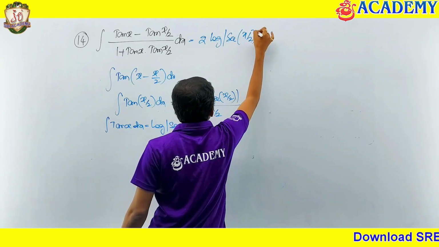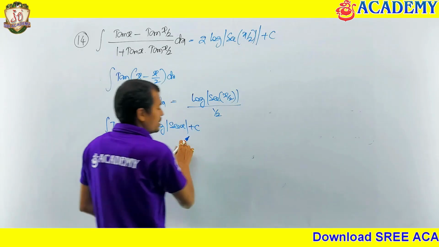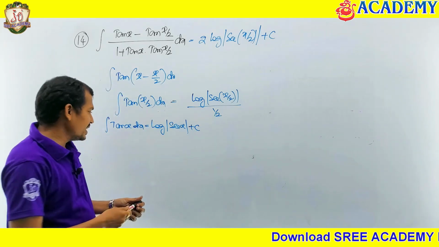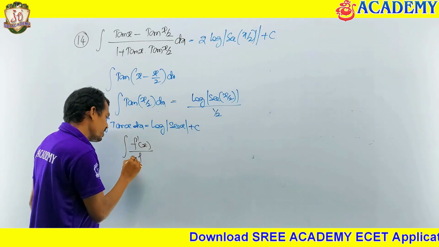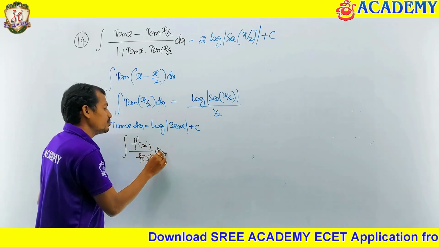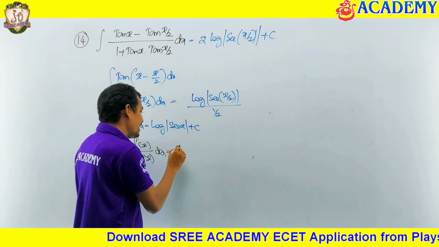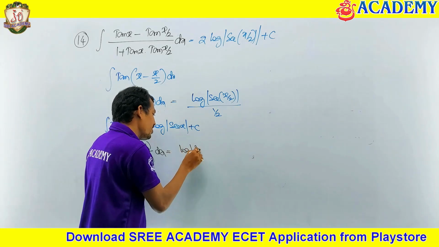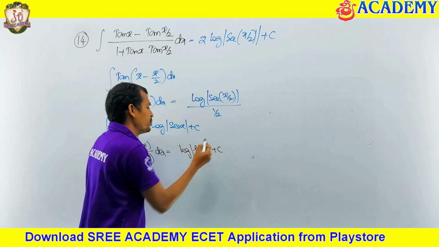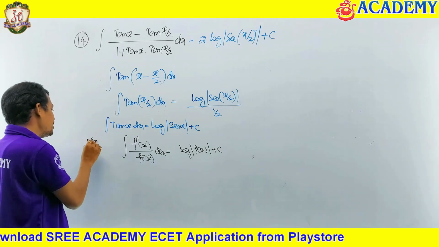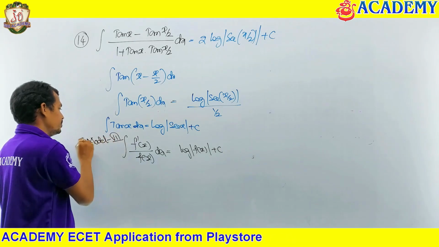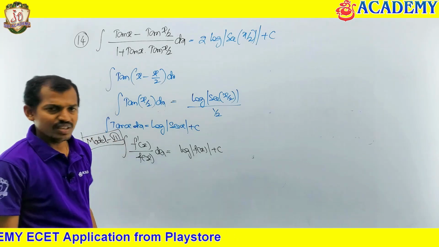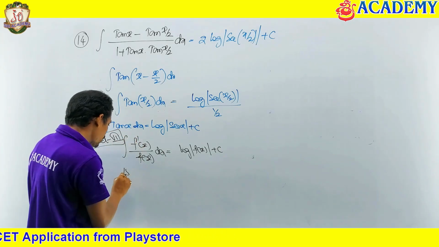How you are getting this formula means it is from one more formula: integral of f dash of x divided by f of x. That we can directly write as log of f of x plus c. I can represent this as one more model. With this you may get more number of problems.